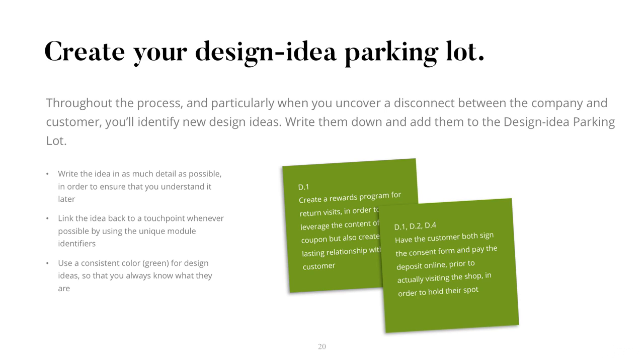So we're going to create a design parking lot where you can write down the ideas, write them with as much detail as possible, link them back to the touch points by using those unique identifiers, and put them on green sticky notes. And we'll do those green sticky notes all the way through the process. So when you're done, you'll have a catalog of them. You'll have just a quantity of good ideas that activate as low-hanging fruit throughout the rest of your process.